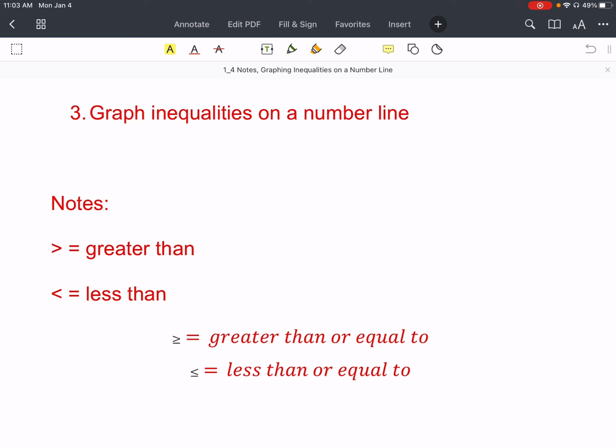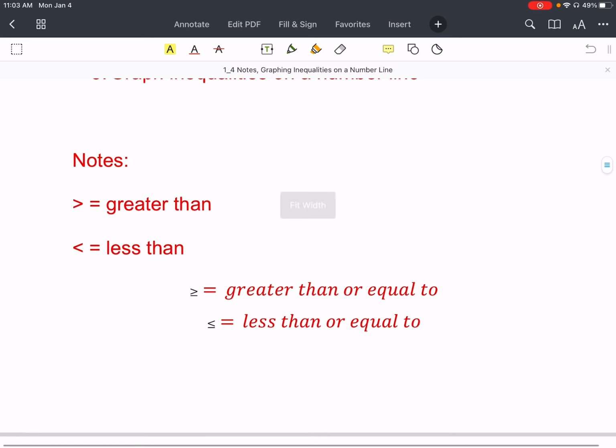For greater than or equal to, or less than or equal to, notice that there is a line under our inequality symbol. So the line means that it's possible for the value to be equal, not just greater than or less than. So goal 2, it's a lot easier to write it in note version than copy down the actual goal.